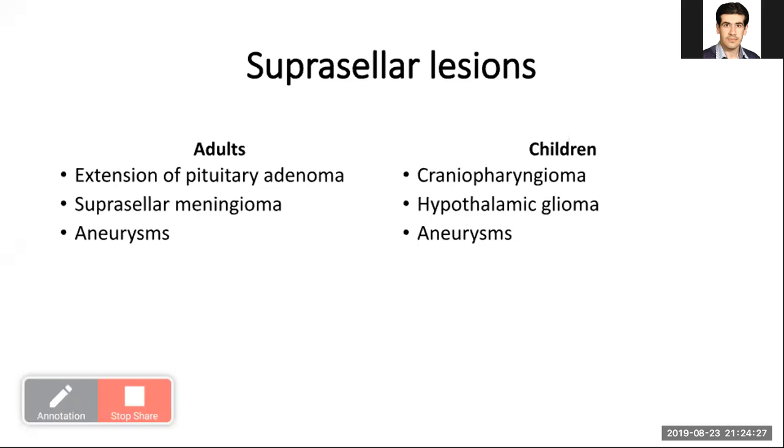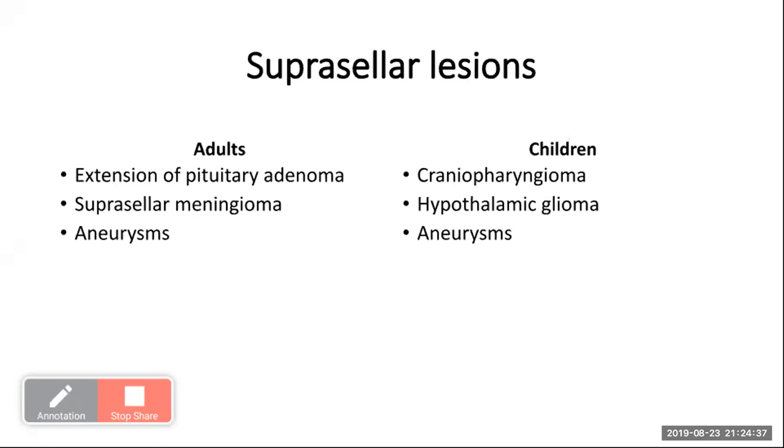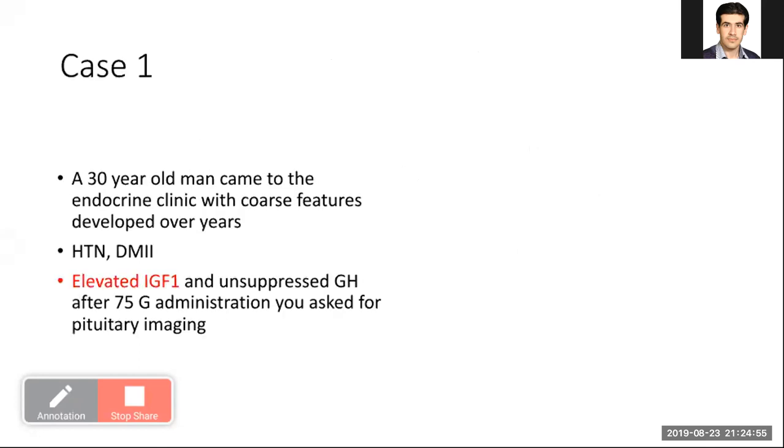Now, the suprasellar lesions. If we divide them between adults and children, the most common cause of suprasellar lesions in adults is suprasellar extension of pituitary adenoma, then suprasellar meningioma and aneurysms, while in children, the most common suprasellar lesion is the craniopharyngioma, then the hypothalamic glioma and aneurysms. In the coming slides, the presentation will be case-based.